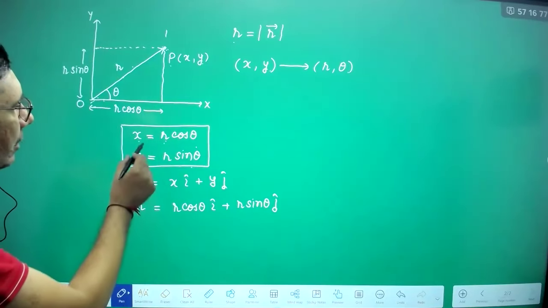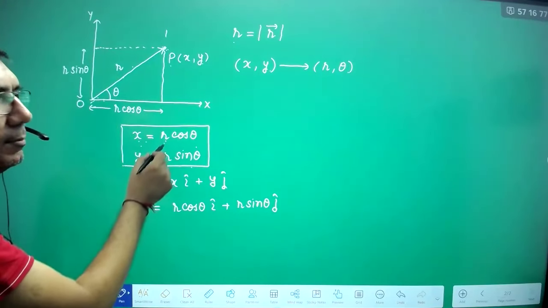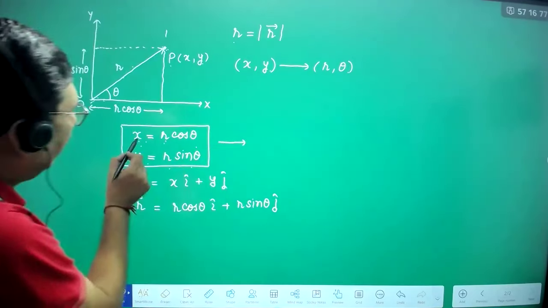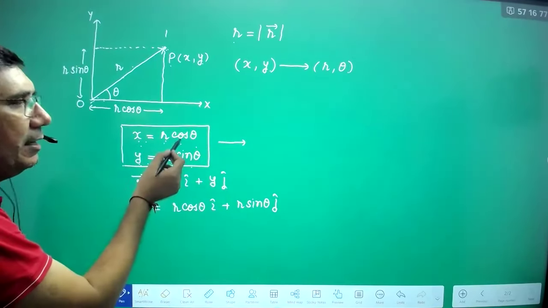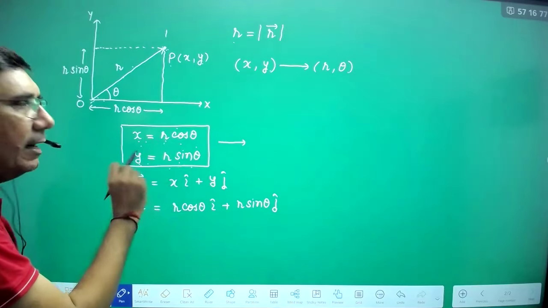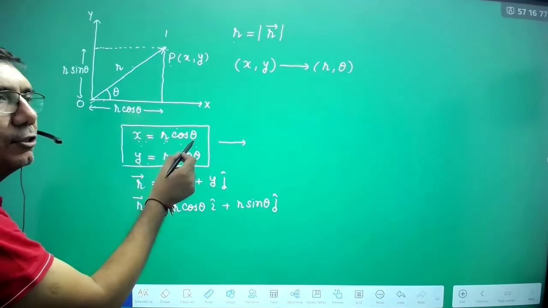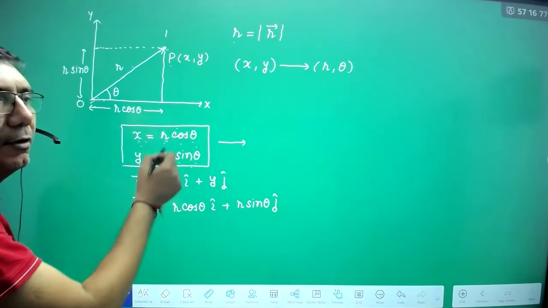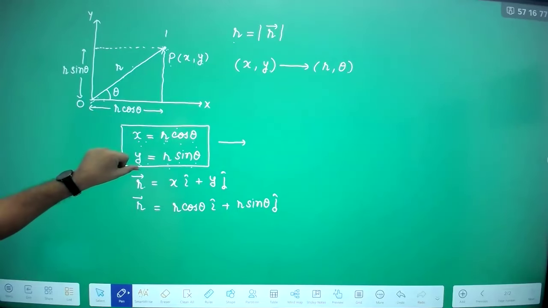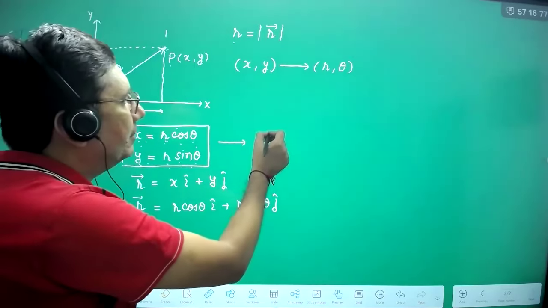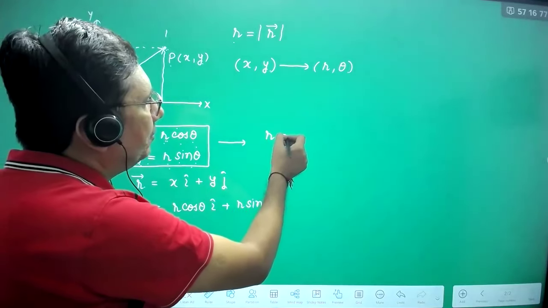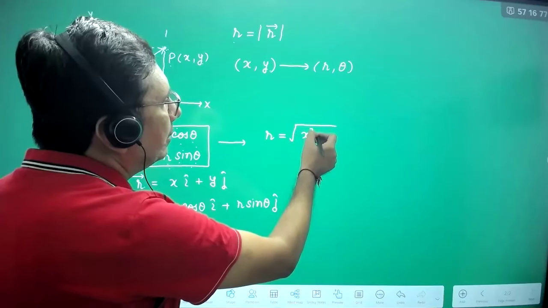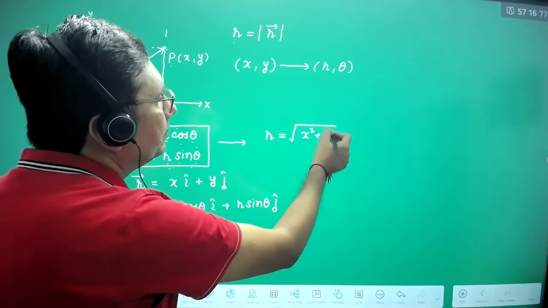So now, if you have x and y, what will be the value of r here? From here, I can write, if x and y are known to me, then make the square of these two equations and add. So this will be r square cos square theta plus r square sin square theta. So this will be r square, and here it will be x square plus y square. So what will be r here? r will be equal to square root of x square plus y square.